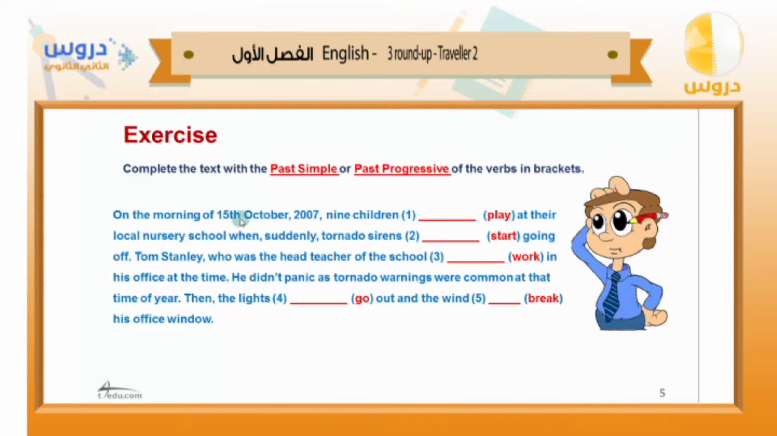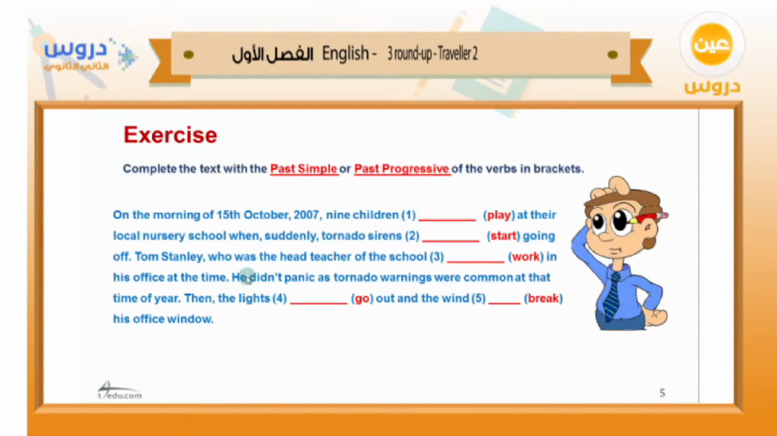On the morning of the 15th October 2007, 9 children were playing or played at their local nursery school when suddenly tornado sirens started or was starting or started going. Let's see number 1. On the morning of 15th October 2007, 9 children played? No. Something happened. They were playing at the local nursery school when, see, this when belongs to here. Suddenly, tornado sirens, that is a sound when you have a tornado, started, okay? Started going off.